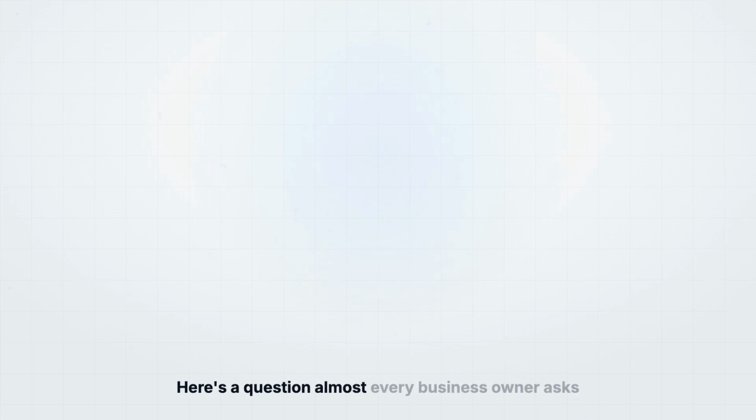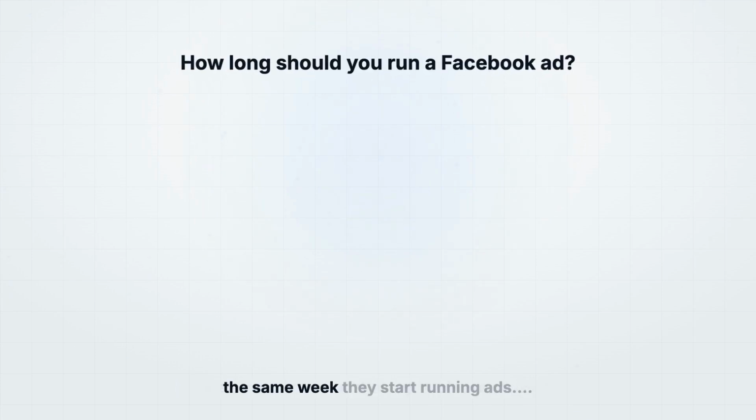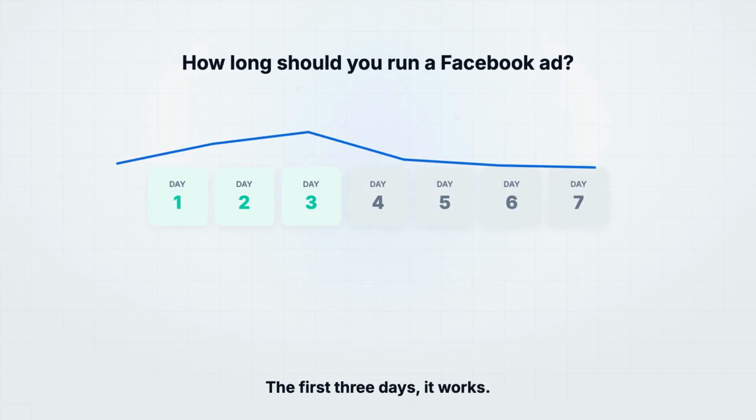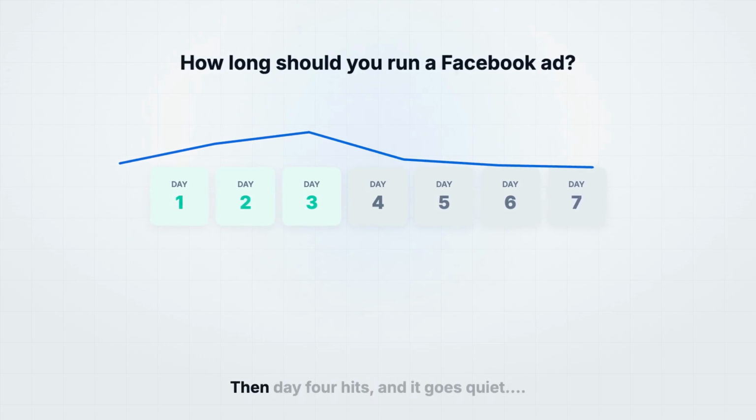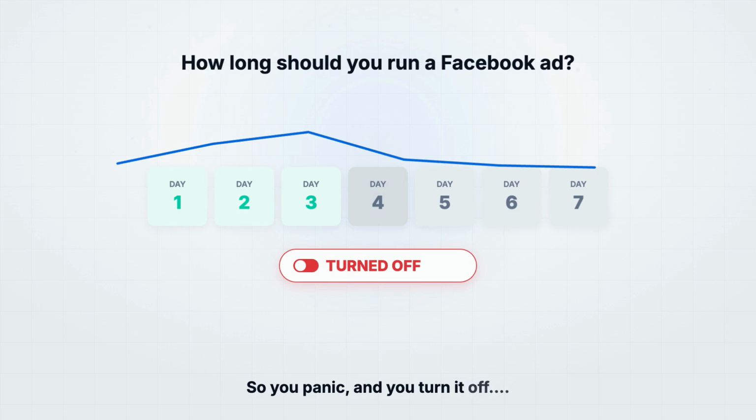Here's a question almost every business owner asks the same week they start running ads. You launch a Facebook ad. The first 3 days, it works. You get a few leads, maybe a sale, and you think you found something. Then day 4 hits, and it goes quiet. No leads, no sales, just spend. So you panic and you turn it off.